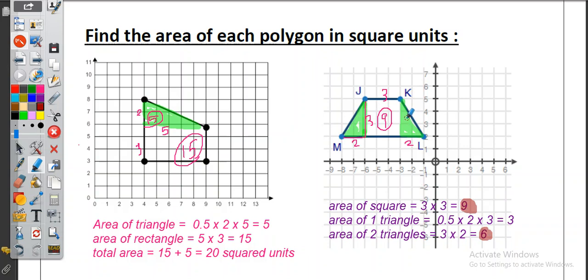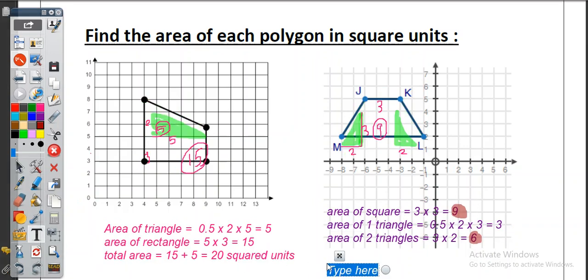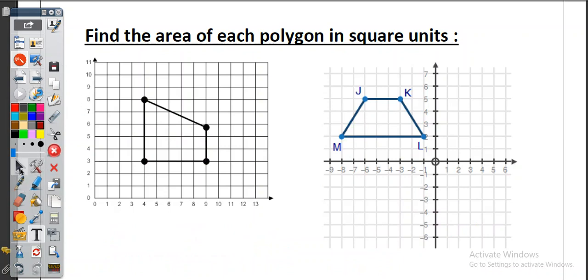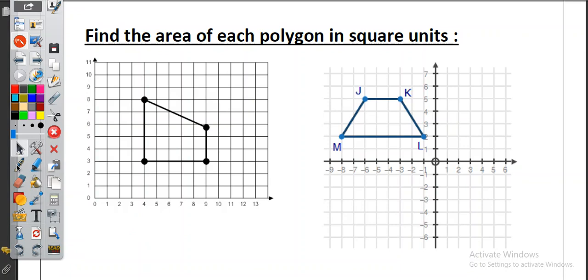9 plus 3 plus 3, which is 9 plus 6, which equals... so the total area equals 9 plus 6, which is 15 squared units. This is how to find the area of the figures on the coordinate plane. You can find it even mentally, but this is the explanation for the solution. Now let's go down and complete.